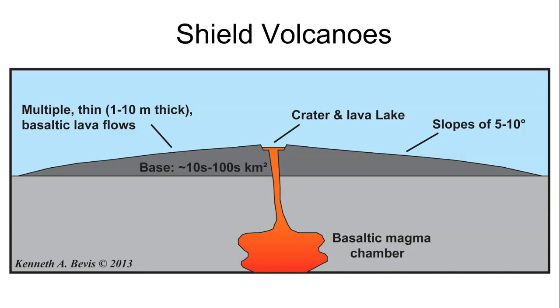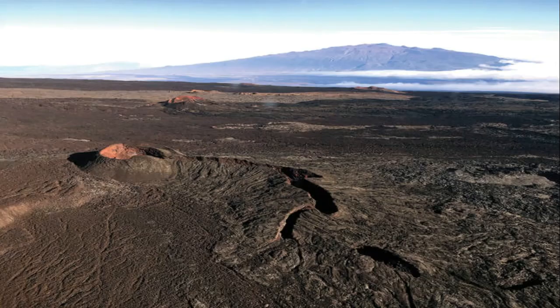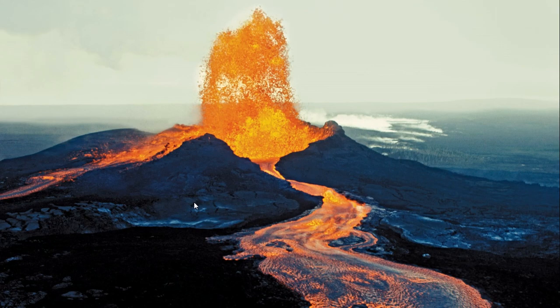I might be getting this wrong, I'm just mentioning it off the top of my head. I'm pretty sure it's Mauna Kea. Anyway, they tend to be thin, but very, very, very broad, and with very gentle slopes. So here's some examples. I'm pretty sure this is Mauna Loa in the background, and this is taken from Mauna Kea. And here's Kilauea, another shield volcano.